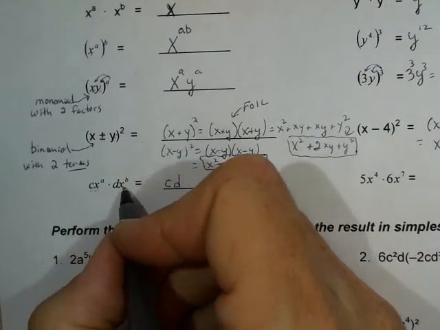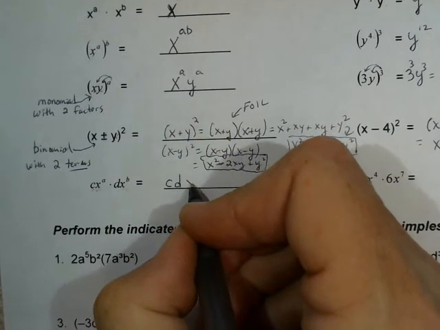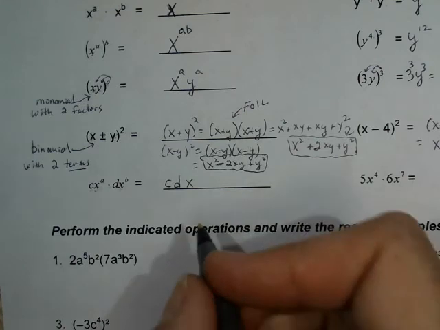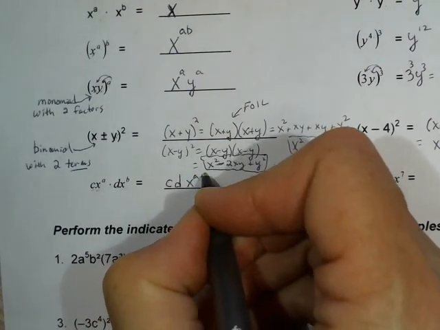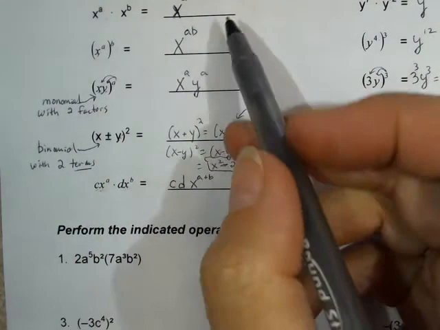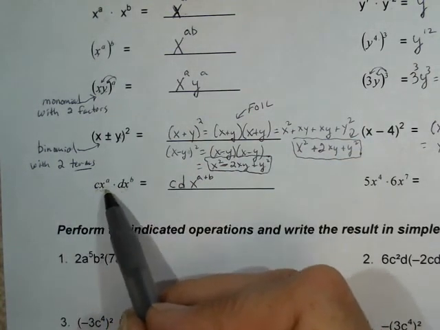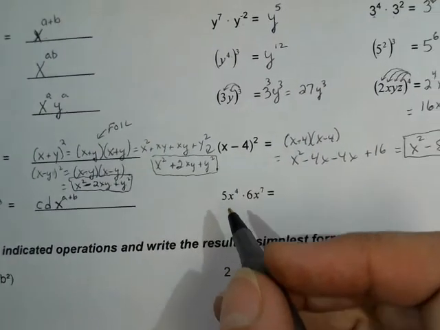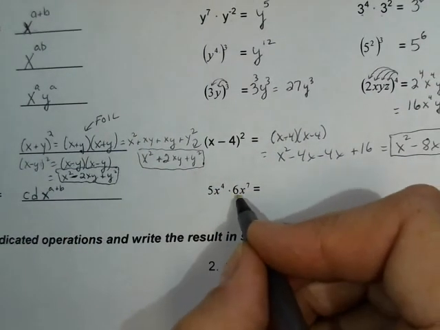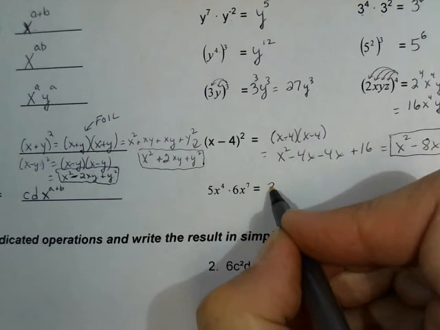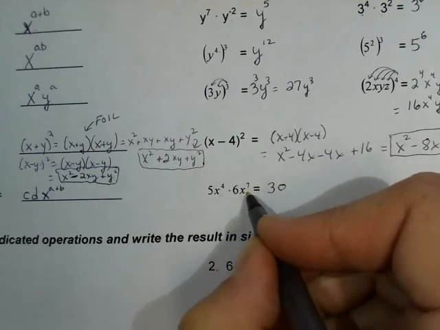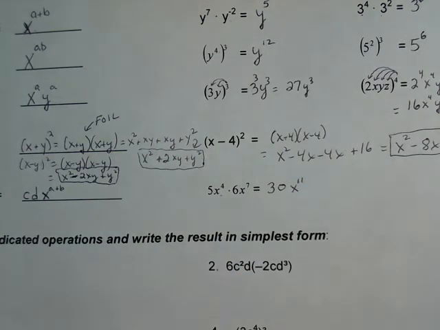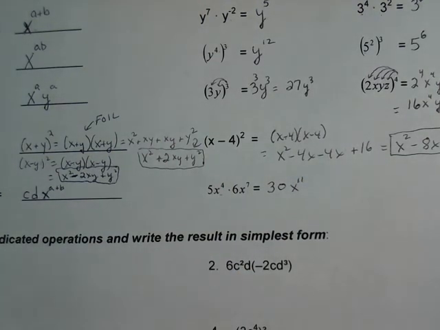And then the x's, these x's are the same base, so x to the a times x to the b, just like in the top example here, becomes x to the a plus b. So the only difference between the top one and the bottom one is you have two numbers outside your variable here. So when you have an example like this, it should look like this. 5 times 6 is 30. And x to the 4th times x to the 7th, you add those two exponents, 4 plus 7 is 11. So that would be how that would simplify out.